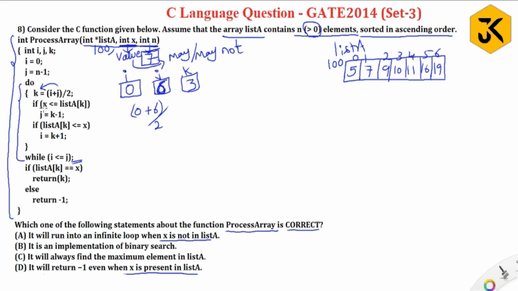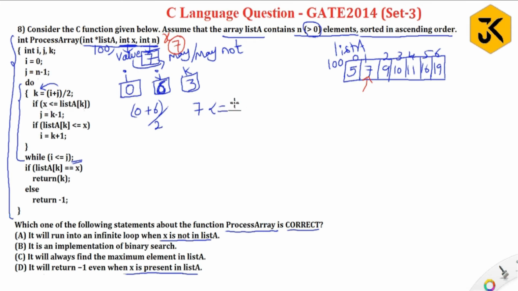Next, if x less than, what is x? X is the value which may or may not be present. Let me take a value which is present in list A. Let me take the x value as 7. Don't get confused, I have taken the value x as 7. Now it is going to check: is 7 less than or equal to list A of k?